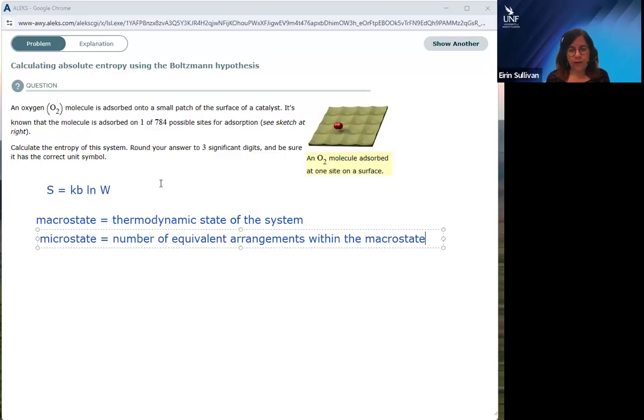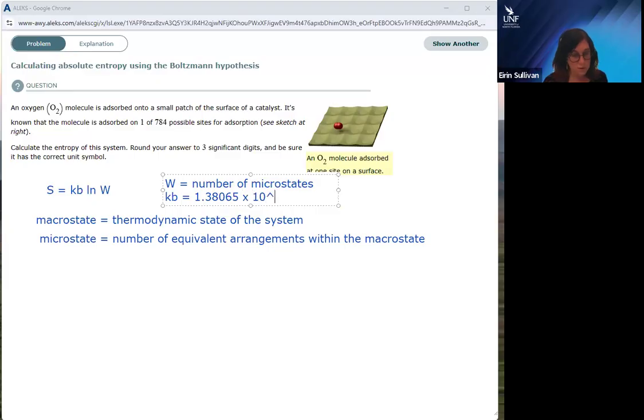So one other thing we need to know is what the Boltzmann constant is. The Boltzmann constant is just going to be a constant K subscript B, and the number is 1.38065 times 10 to the power of minus 23, and the units are joules per Kelvin. So now we have everything we need to solve this kind of problem.